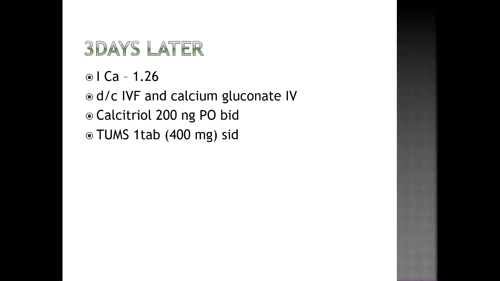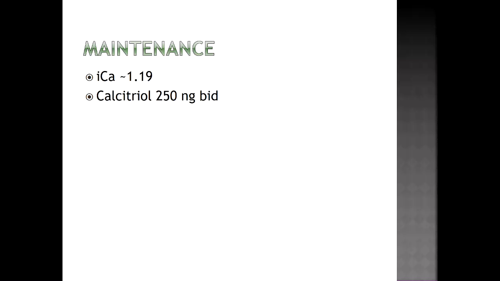So 3 days later, his ionized calcium's coming up. We discontinued his calcium gluconate IV, kept him on his calcitriol and his Tums. And for maintenance, you don't have to keep their calcium perfectly normal because calcitriol is the expensive part of treating this. So you want to keep them so they're clinically fine. And he was pretty fine with a little bit of a lowish calcium. That would seem to be fine for him. And we kept him on a calcitriol level of, and it doesn't really matter, but it was 250 nanograms twice a day.